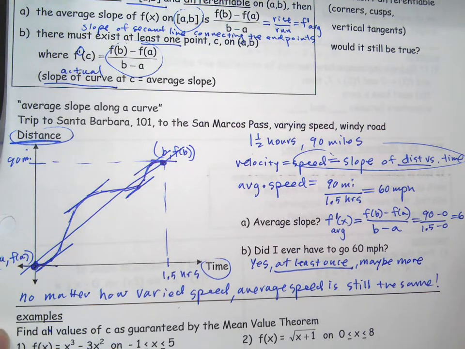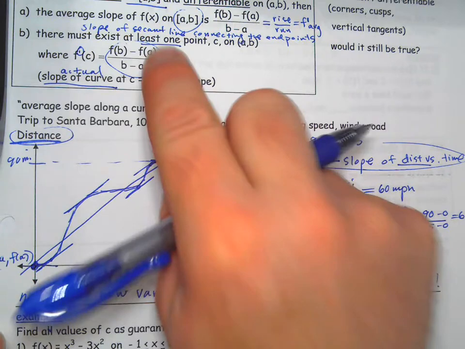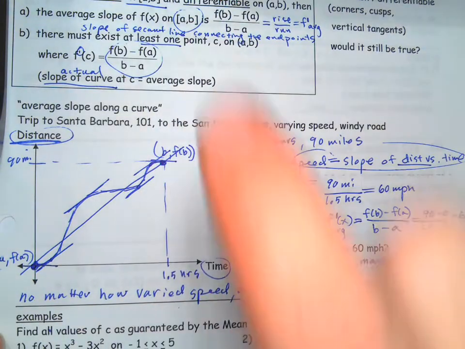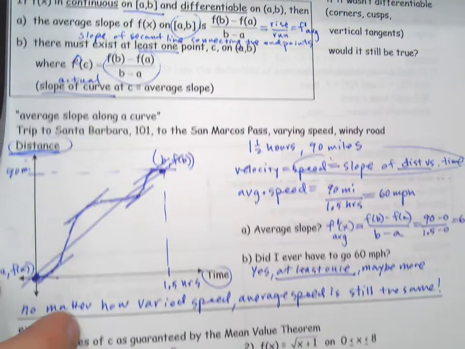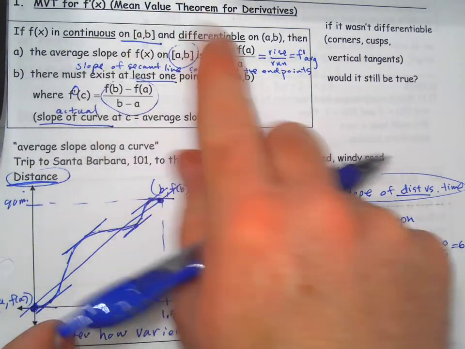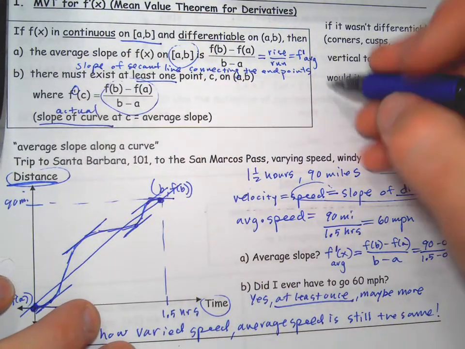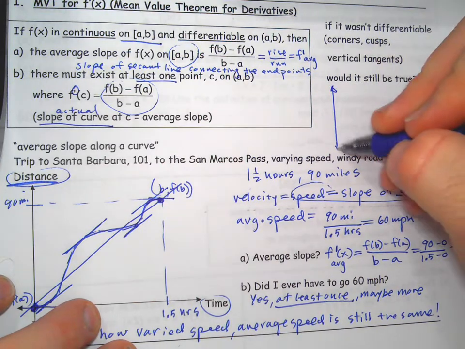I'd say 4 times in this picture. That's the second part that says the actual slope will have to equal the average slope at least one time. Okay? But it's got to be continuous and differentiable. Let me show you an example where some of those things don't make sense.